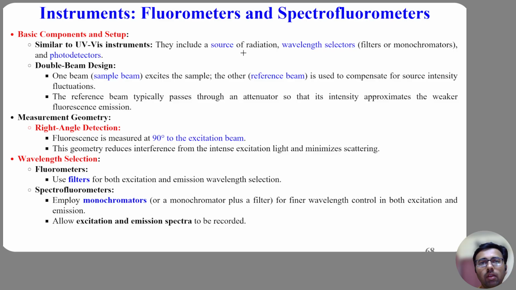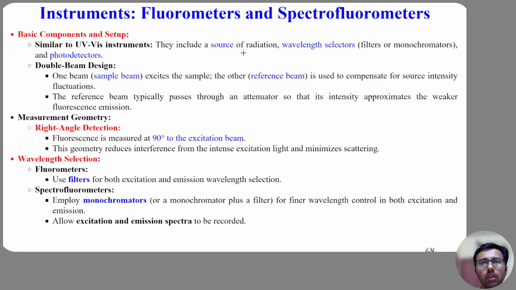Luminescence instruments include a radiation source, wavelength selectors, and sensitive photodetectors. However, their measurement geometry is completely different from absorption systems. Most instruments use right angle detection geometry. The detector is placed at 90 degrees to the excitation beam. This geometry minimizes excitation light interference, reduces scattering signals, and isolates weak fluorescence.